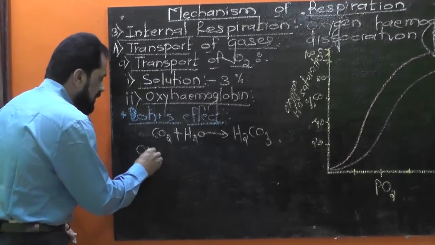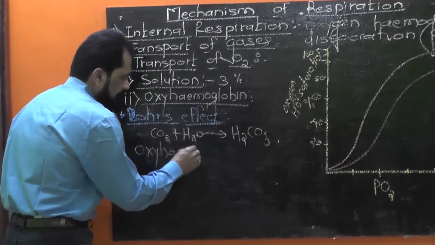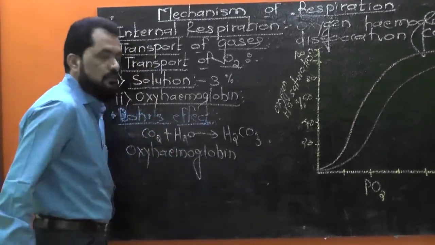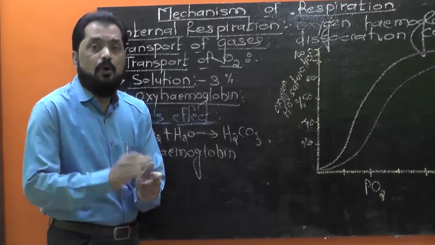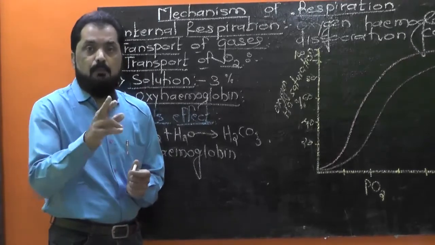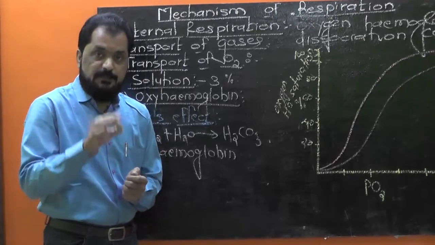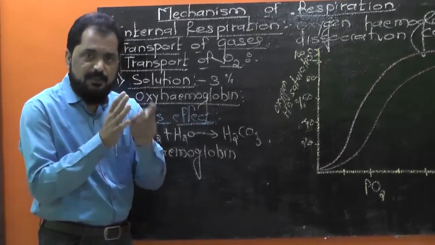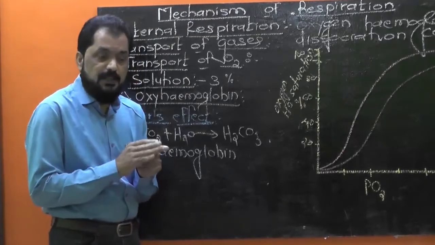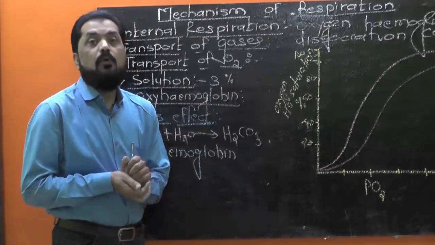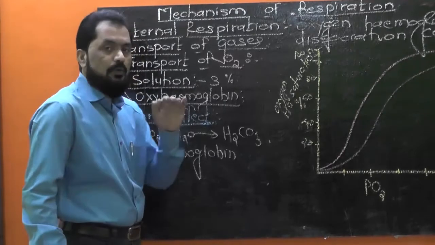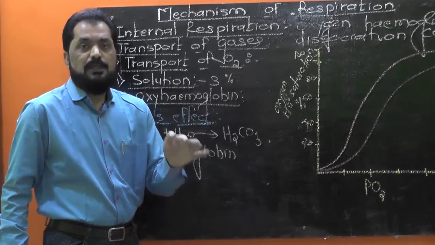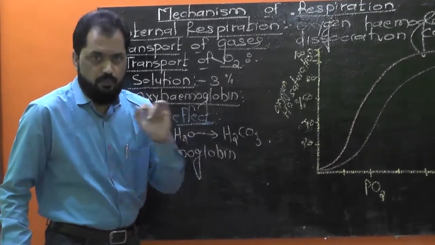induces oxyhemoglobin to give up more and more oxygen. It means the acidic nature of tissue cells induces oxyhemoglobin to give up oxygen more and more. This is called the Bohr effect. And this Bohr effect plays an important role in the transportation of O2.